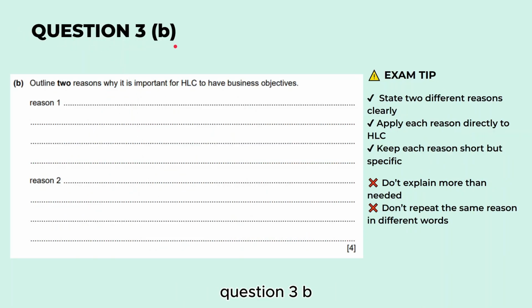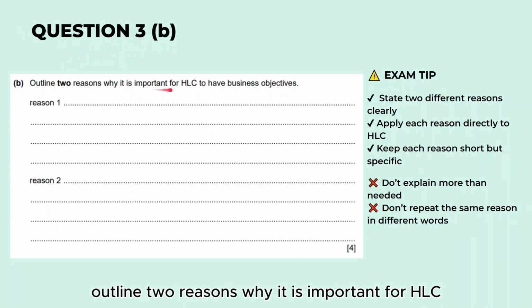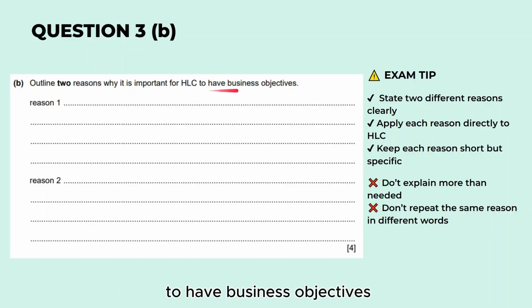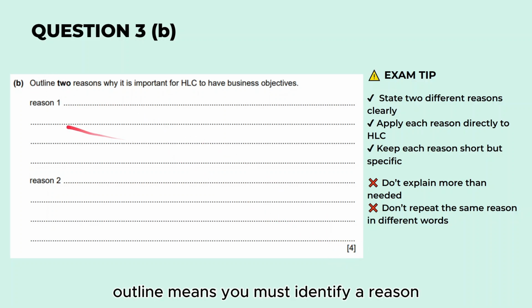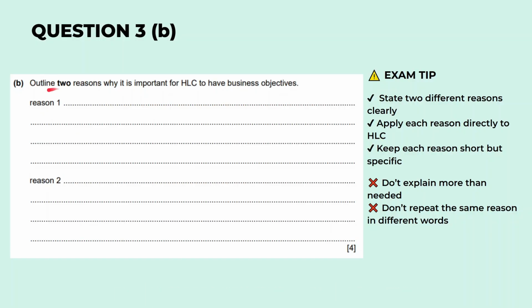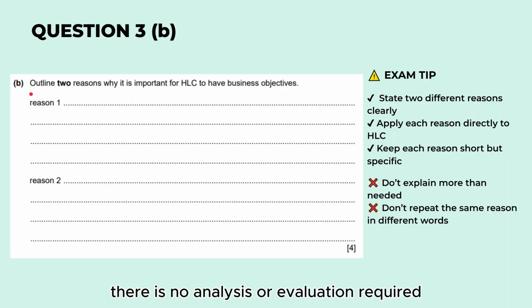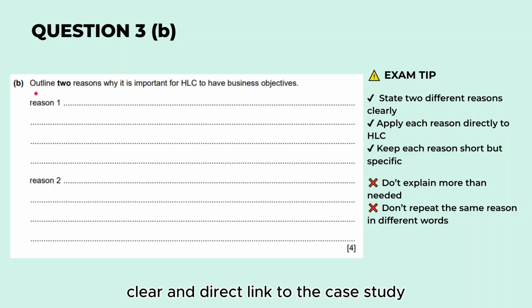Question 3b. Outline 2 reasons why it is important for HLC to have business objectives. This is an outline question worth 4 marks. The command word outline means you must identify a reason and briefly apply it to the case. Each reason is worth 2 marks. 1 mark for knowledge, AO1, and 1 mark for application to HLC, AO2. There is no analysis or evaluation required, so keep each reason short, clear, and a direct link to the case study.